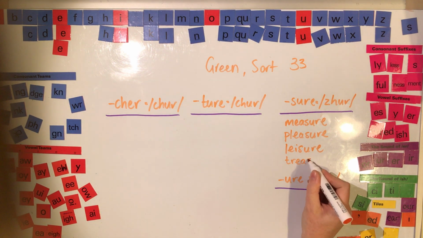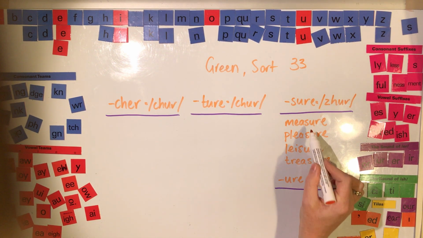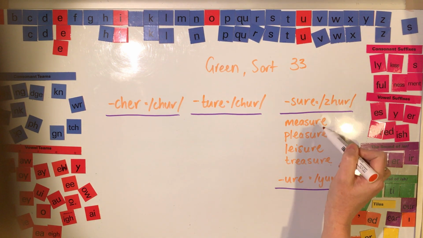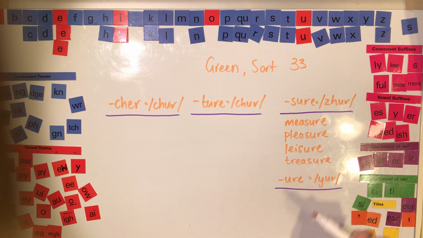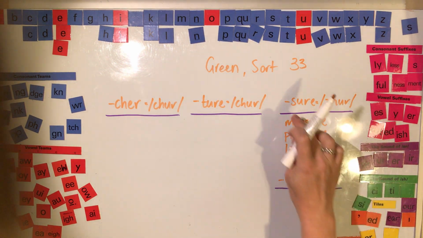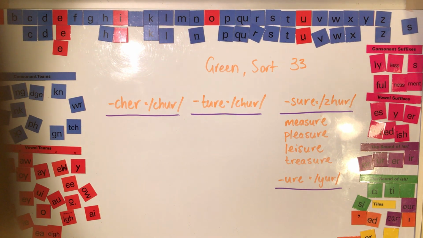Treasure hunt. Treasure. So we can see this very clear spelling pattern here, and each time it says zhuh. Measure, pleasure, leisure, treasure. So we get that zhuh sound using the S-U-R-E at the end of words.